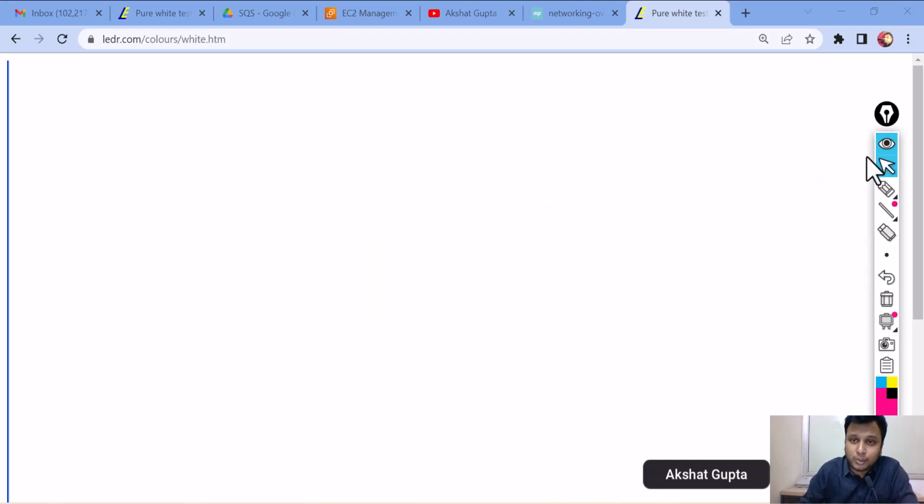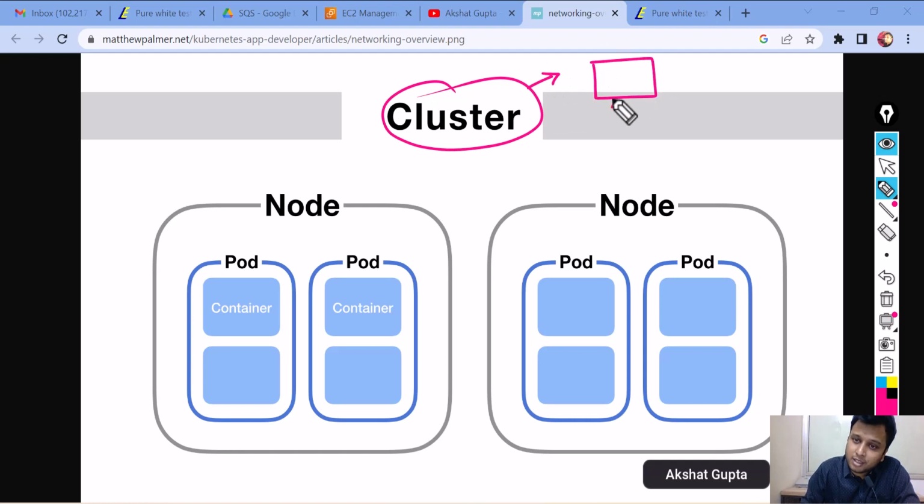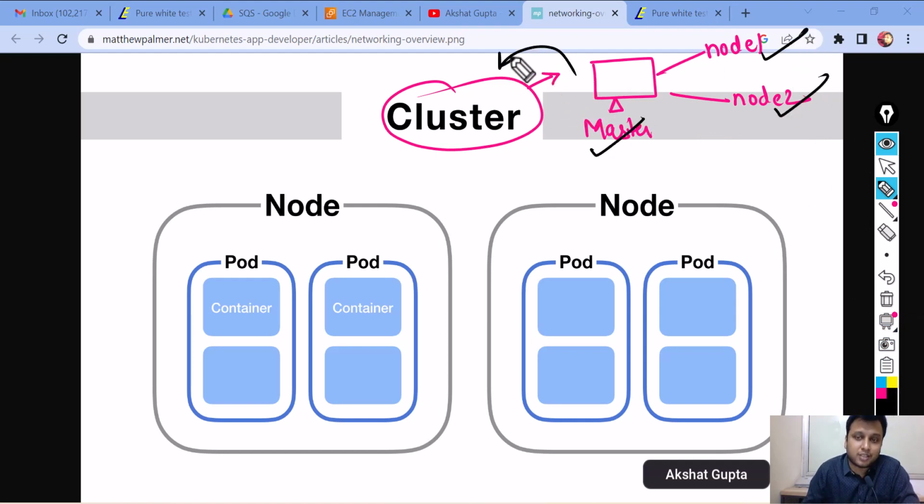Okay, so if I show you in the diagram, we have a cluster. What is a cluster? Let's say we have a master machine, and we have node 1 and node 2. So node 1, node 2 and master, all three of them form a cluster. A cluster is a set of machines within Kubernetes. So this is the cluster.